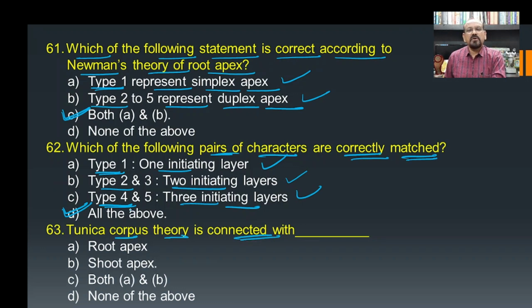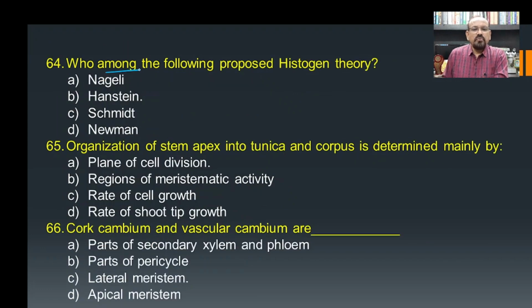Then tunica corpus theory is connected with. If you see the tunica corpus theory, it is given with respect to the apical growth of the shoot, and hence it is related with the shoot apex. Then who among the following proposed histogen theory? The histogen theory was proposed by Hans Steen, and hence B will be the correct answer.